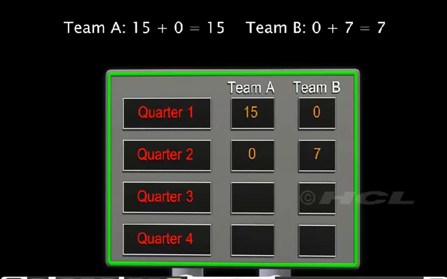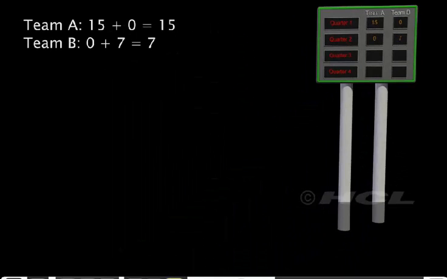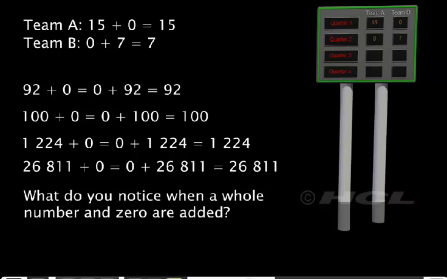Now, let's find the total score of Team A after the first and second quarters and compare it with the total score of Team B after the 2 quarters. It's interesting to note that in both cases, we add a whole number and 0. Let's look at some examples of addition that involve 0. What do you notice when a whole number and 0 are added?